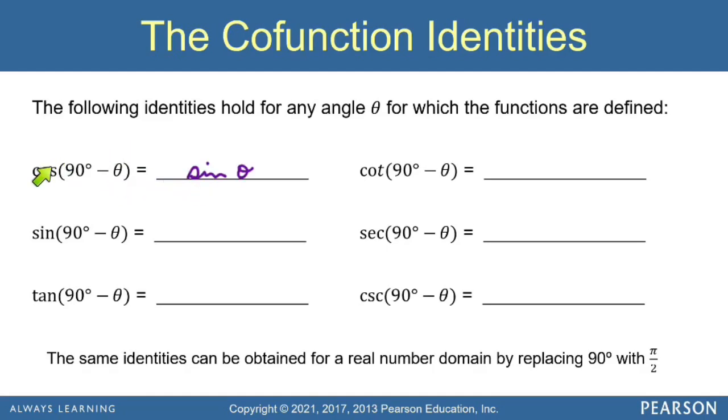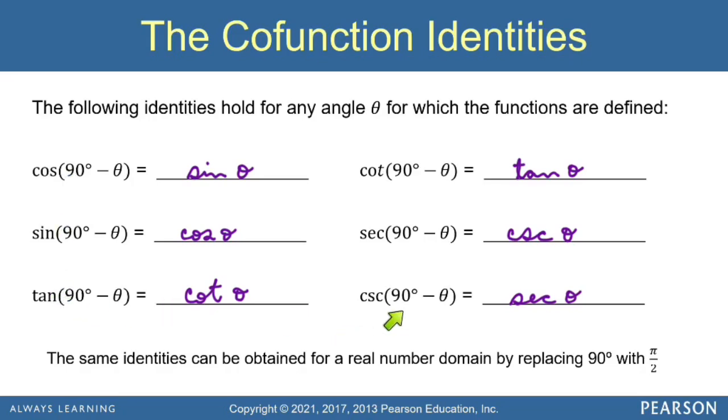And so we see that cofunction relationship. If the cosine of 90 degrees minus theta is equal to sine of theta, then that means the sine of 90 degrees minus theta is equal to the cosine of theta. And the tangent of 90 degrees minus theta would be equal to the cotangent of theta. Cotangent of 90 degrees minus theta would be equal to tangent of theta. Secant of 90 degrees minus theta would be equal to cosecant of theta. And cosecant of 90 degrees minus theta would be equal to secant of theta.